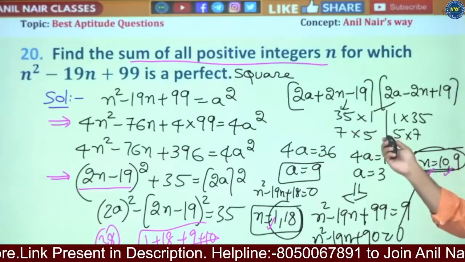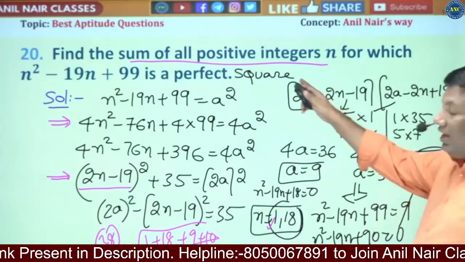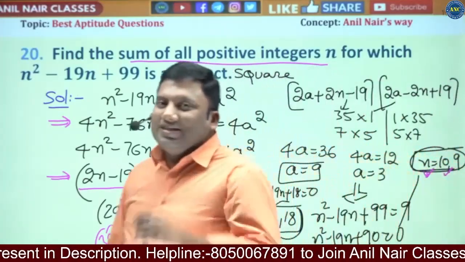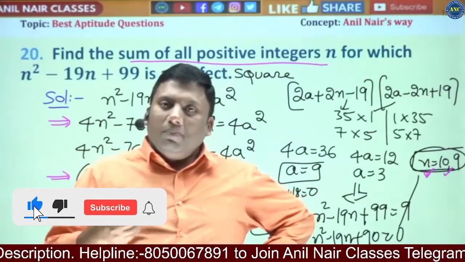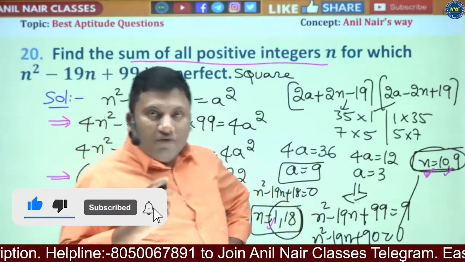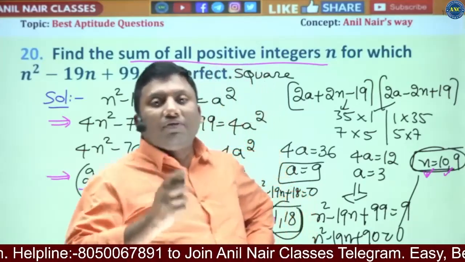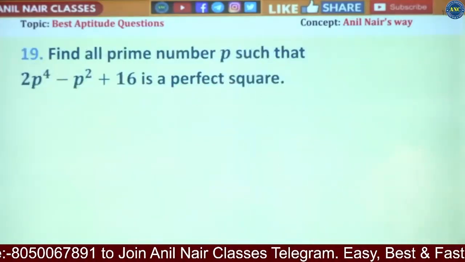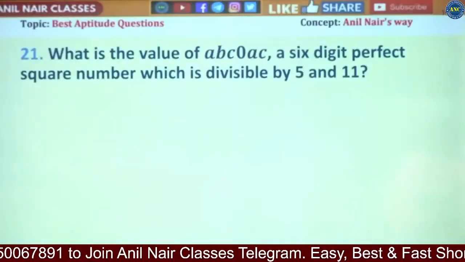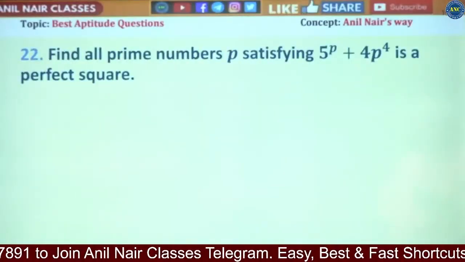35 into 1, 5 into 7. There is no other way. The question says positive integer. That is the reason we have not taken minus 1 into minus 35 and minus 35 into minus 1. Very, very good question. Right after the class, revise it as many times as possible. 19th we solved it. Now 21st also.